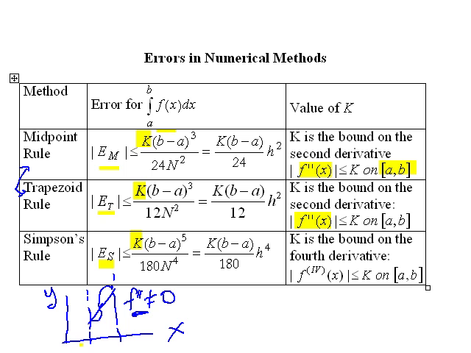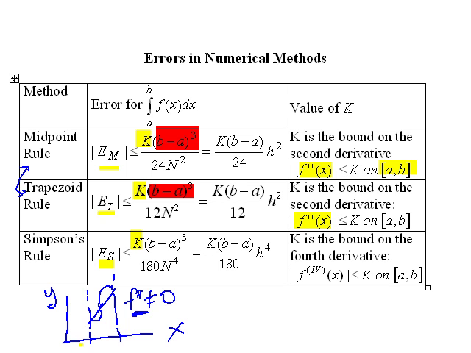Okay, we have the width. So if you're trying to use the midpoint or the trapezoid rule over a very large range, like from 0 to 100 compared to 0 to 5, you're going to get a bigger error. And so these appear to the third power. Then it's divided by a constant times the number of meshes squared.